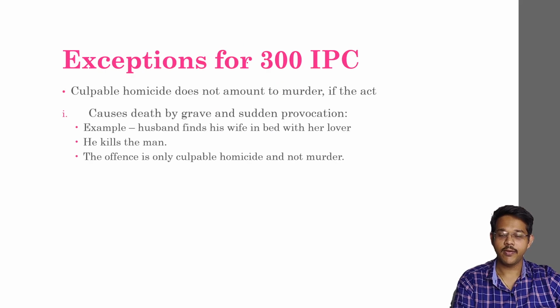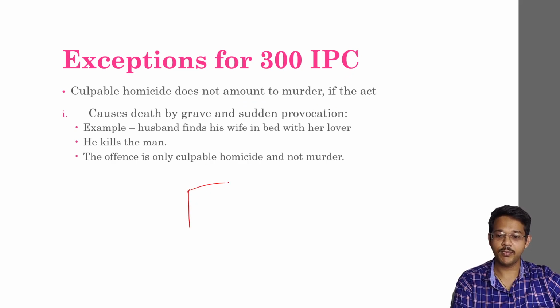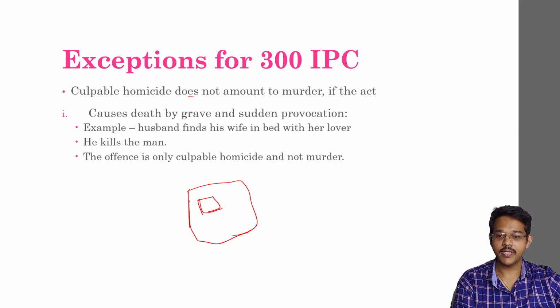So what should be considered as culpable homicide, and what should be considered as murder? As I mentioned, culpable homicide is a very broad term, and murder is only a small portion of that. So culpable homicide does not amount to murder in a few acts.